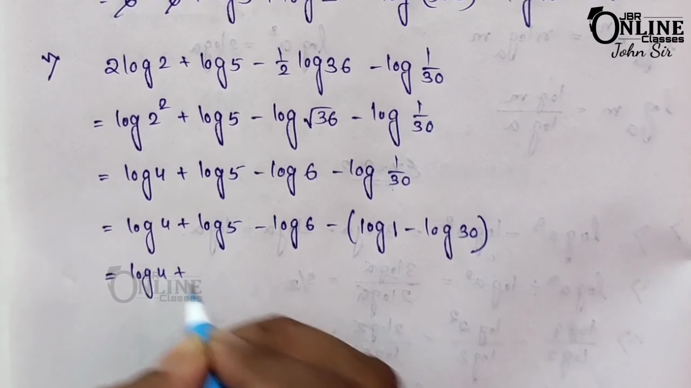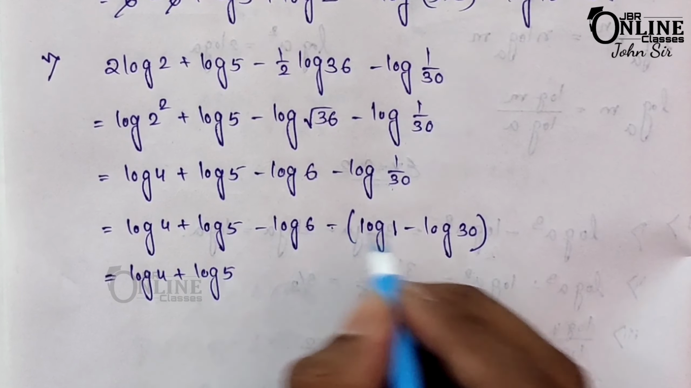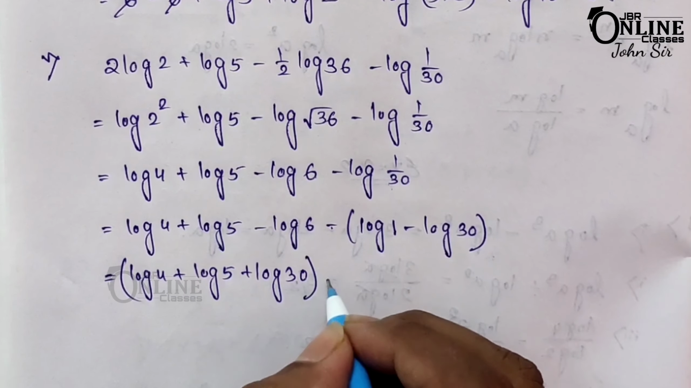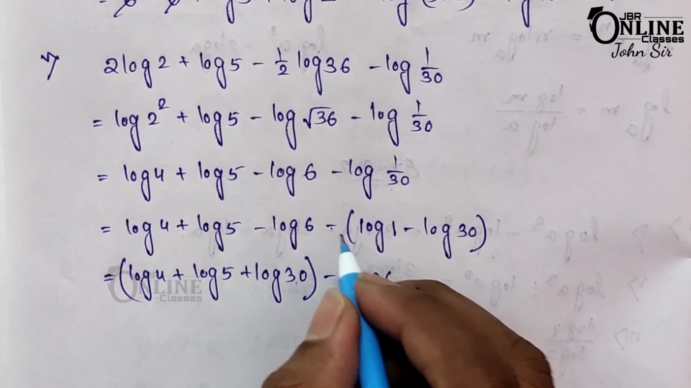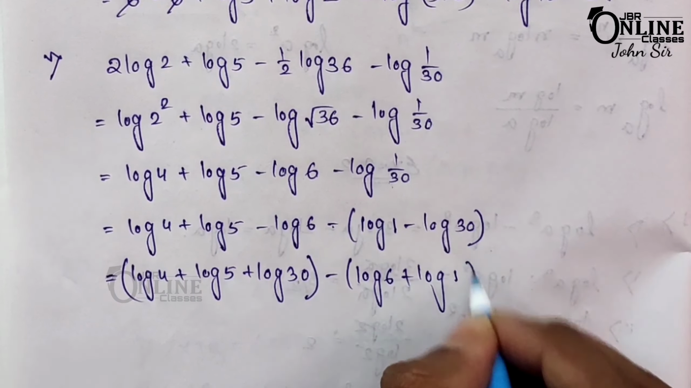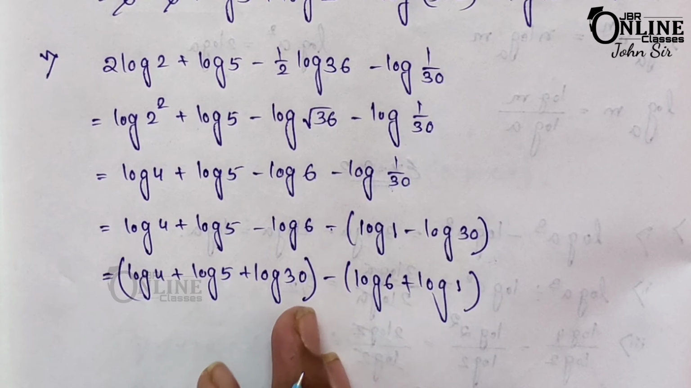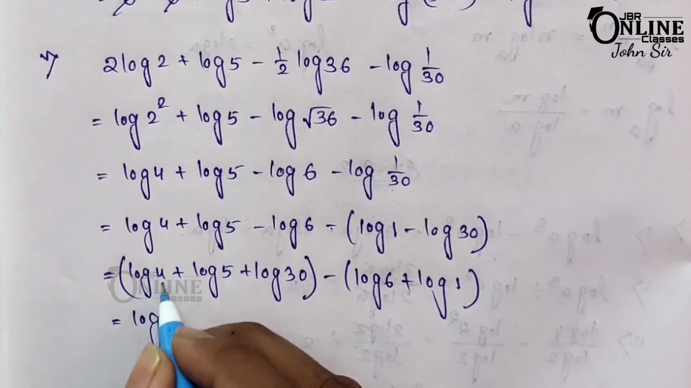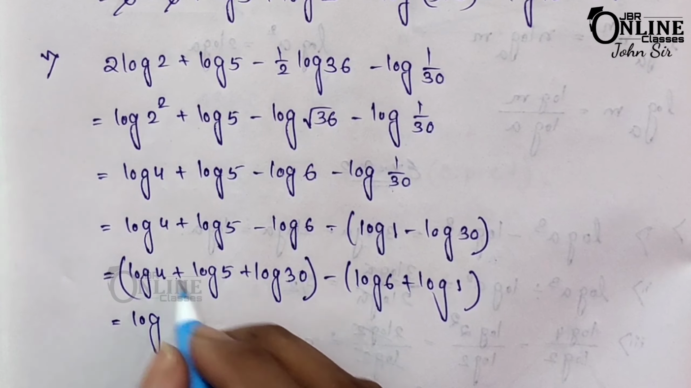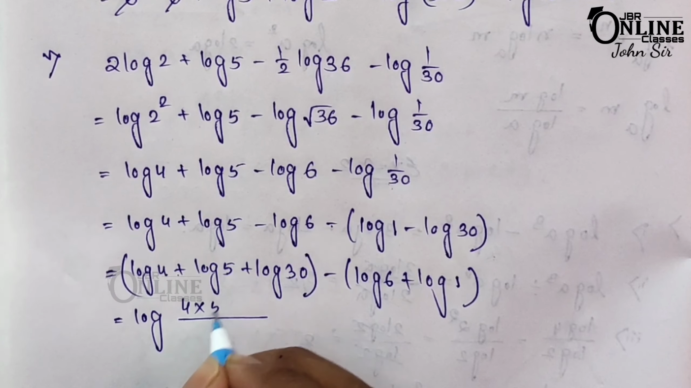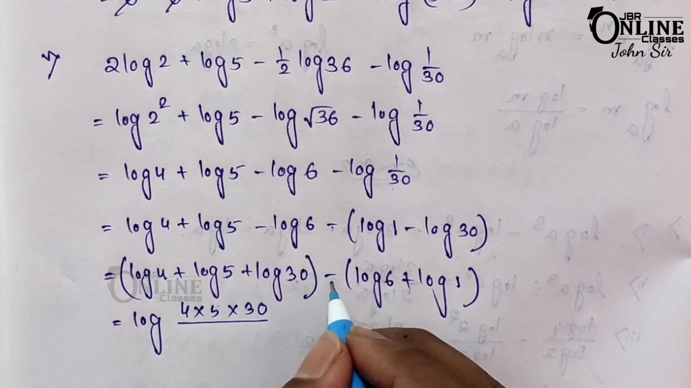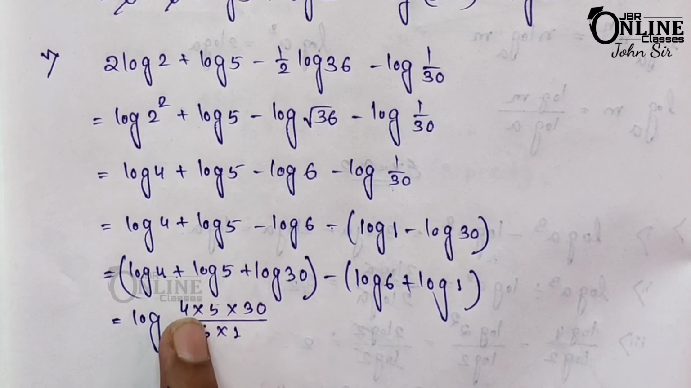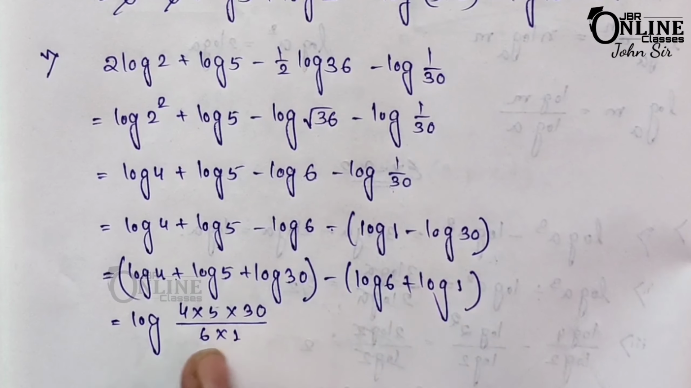So that means log 4 plus log 5, and here minus into minus will be plus, so plus log 30. And the second one here, log 6, and this one minus, sorry, it will be plus log 1. Plus will be separated and minus will be separated. So that will be log of 4 into 5 into 30, and as here subtraction, it will be 6 into 1. For addition there will be multiplication, for subtraction there will be division.